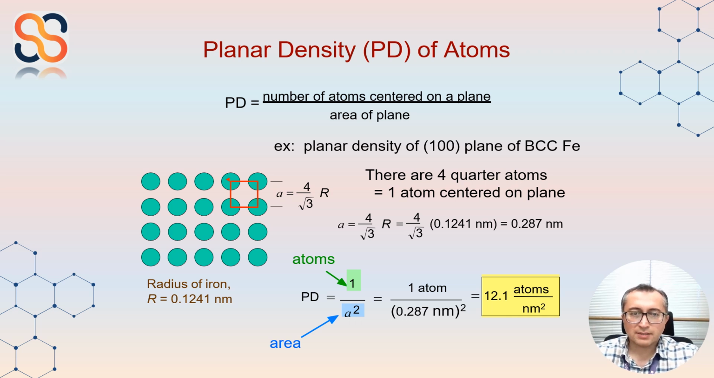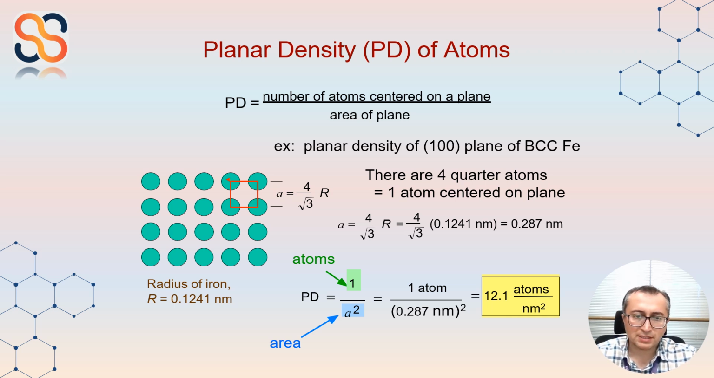Well, let's focus on planar density of the atoms. So, planar density or PD is calculated using this equation: number of atoms centered on a plane divided by area of that plane. So, let's explore more by solving this problem. Planar density of the (100) plane of BCC iron. So, you see there are 4 quarter atoms. Totally, we have 1 atom centered on that plane. How about the relationship between A and R?